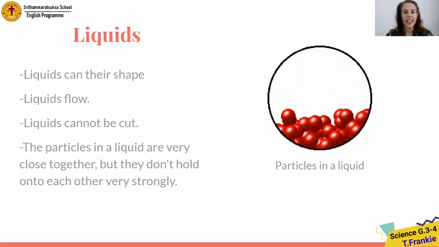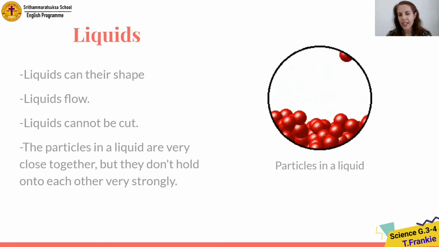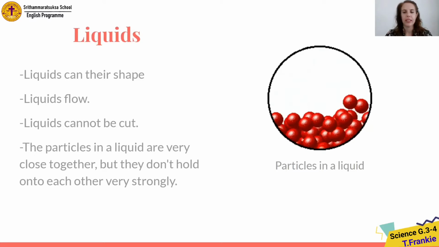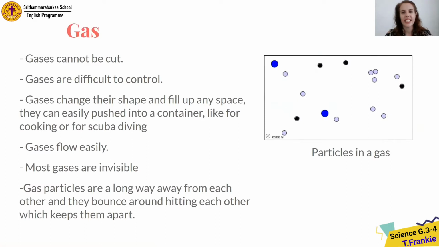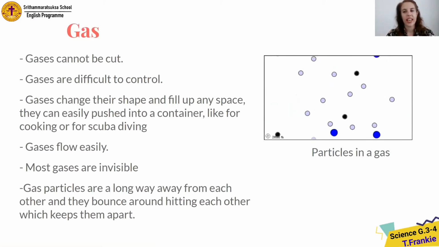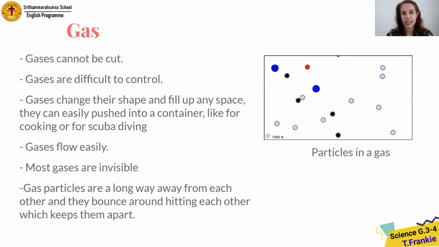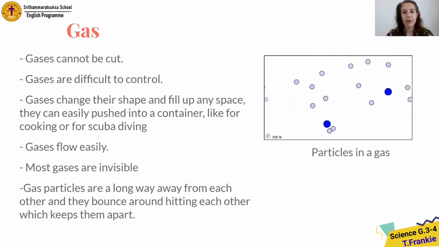And the particles in a liquid are still pretty close together, but they're not very tight together and they can bounce around a little bit, as you can see in the GIF. Okay, this is a gas. A gas is our last state of matter. Solid, liquid, gas is how most things go. So gas, like a liquid, cannot be cut. They can be difficult to control. They can change their shape like a liquid and take up room in the container that they're in.